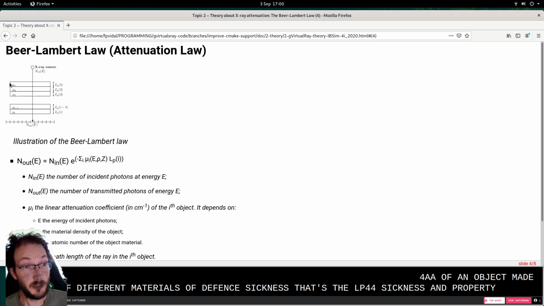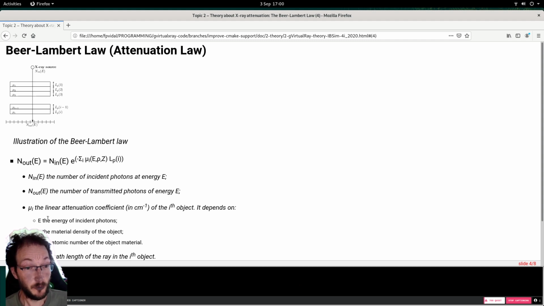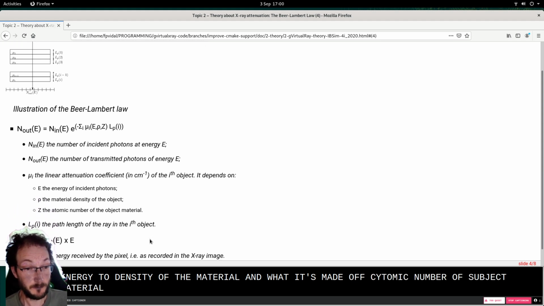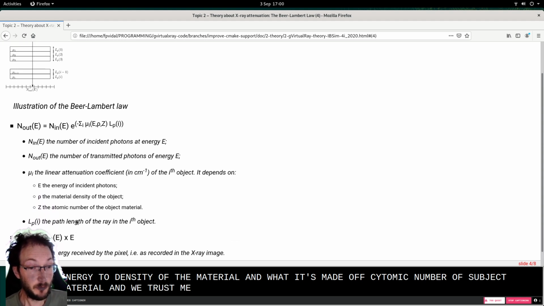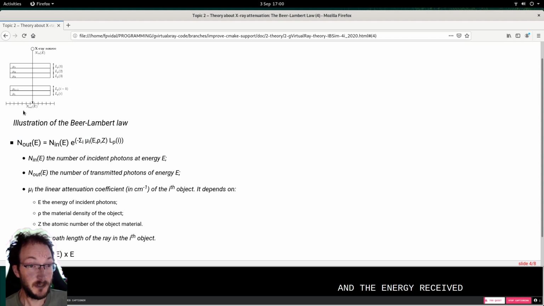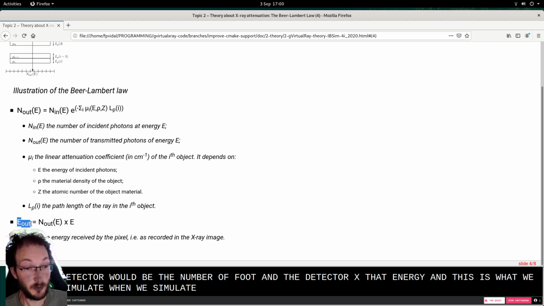And the property of the material is given using the linear attenuation coefficient, known as mu. And mu will depend on the energy, the density of the material, and what it's made of, so the atomic number of the object material. And we just need to compute this equation. The energy received by the detector will be the number of photons that have reached the detector multiplied by that energy. And this is what we simulate when we simulate an X-ray image. This is a number we want to compute.